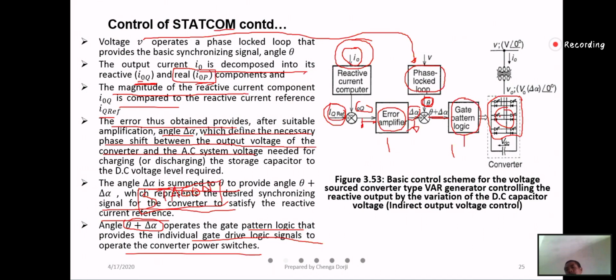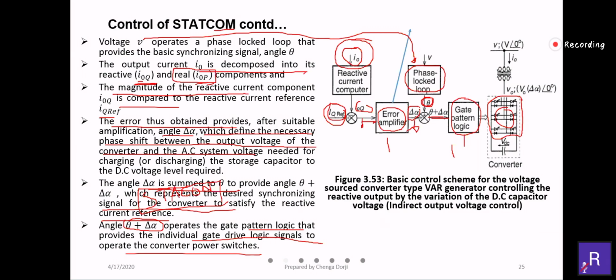Once it is operated, the output voltage VO will be generated. If VO is greater than V, power will be supplied by STATCOM. If VO is less than V, power will be absorbed by STATCOM. If VO is leading V in phase angle, then real power will be supplied. If V is lagging VO, then real power will be absorbed. So the STATCOM can have power exchange between the system and the converter, both real as well as reactive power. Is it okay?